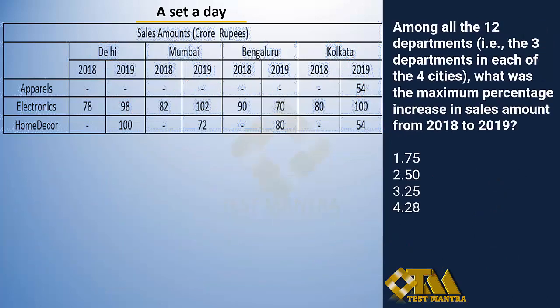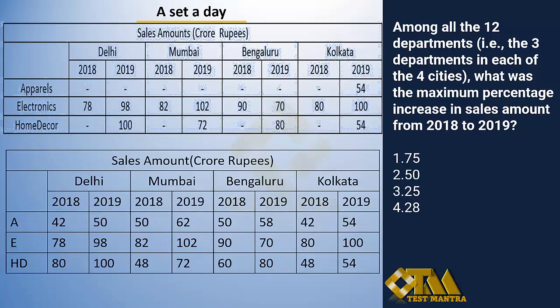Next one: among all the 12 departments, that is the 3 departments in each of 4 cities, what was the maximum percentage increase in the sale amount from 18 to 19? Now you can identify, if we check, that this could be the maximum increment here, right? The increment is how much? 24 out of 48. So 24 out of 48 is nothing but 50%. I have an increment of 50%, right?